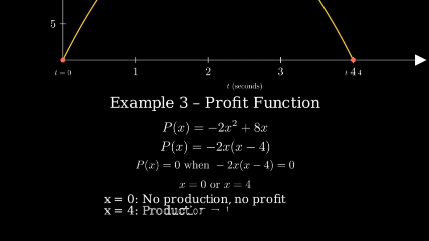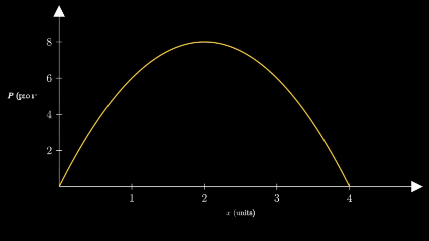When x equals 0, it means the company produces nothing and makes no profit. When x equals 4, the company produces 4 units, but due to factors like costs, the profit becomes 0 again. The profit is maximized somewhere between these 2 points, which can be found using calculus.